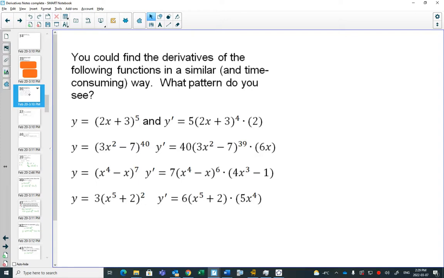First pattern, do you see that the normal power rule seems to be happening? That the 5 is coming out in front, subtract 1 from the exponent. The 40 came out in front, subtract 1 from the exponent. The 7 came out in front, subtract 1 from the exponent. And in the last one, the 2 came out in front, and we subtracted 1 from the exponent. But the second set of brackets, where do these numbers come from, or these expressions? Have an idea?